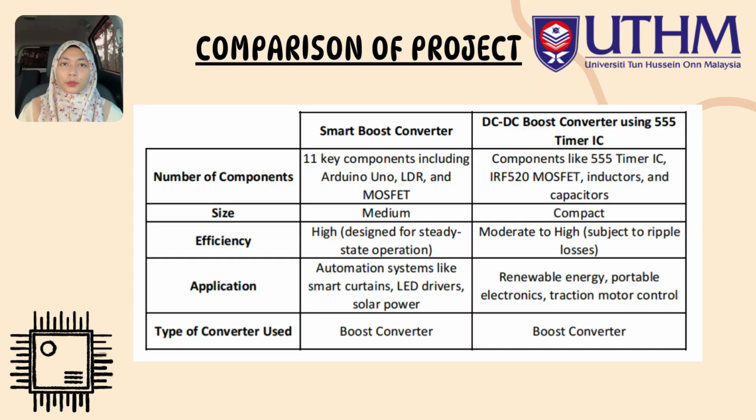It compares two boost converter designs, the smart boost converter and the DC-DC boost converter using a 555 timer IC. The smart boost converter features 11 components including Arduino Uno and LDR, designed for steady-state operation in applications like LED drivers and solar power. Meanwhile, the 555 timer IC based design focuses on compactness, making it suitable for renewable energy and portable electronics. Both are boost converters, but vary in size, efficiency, and application.